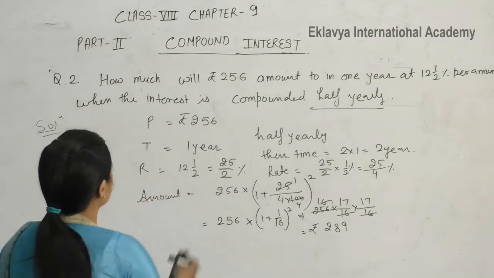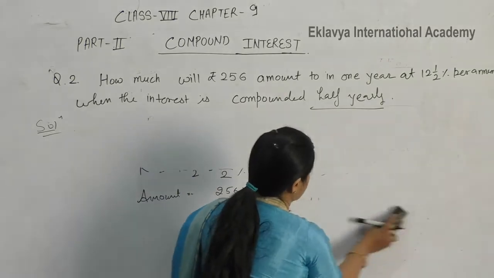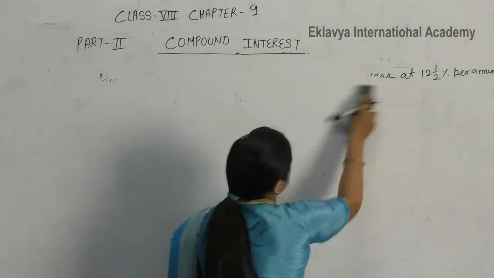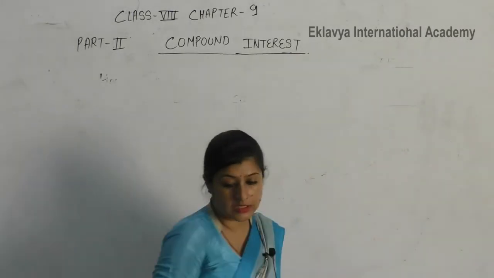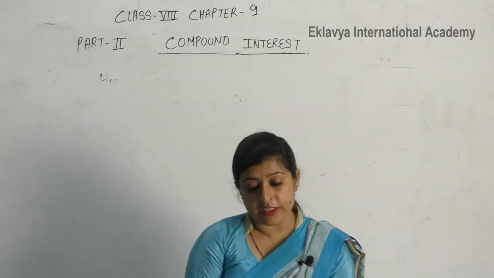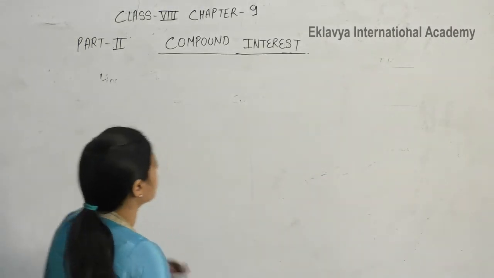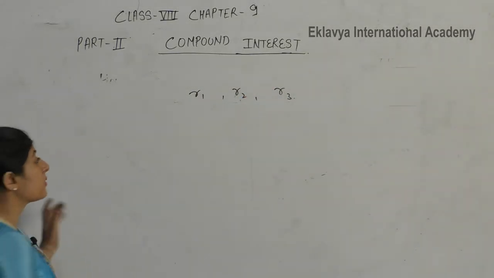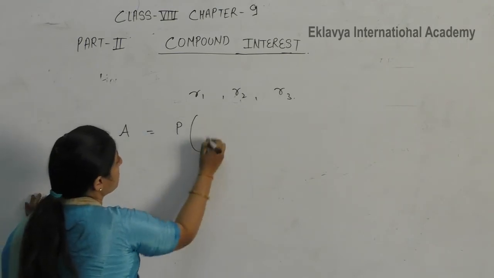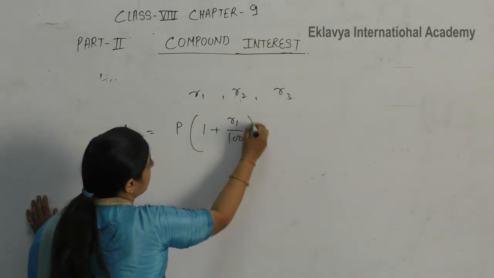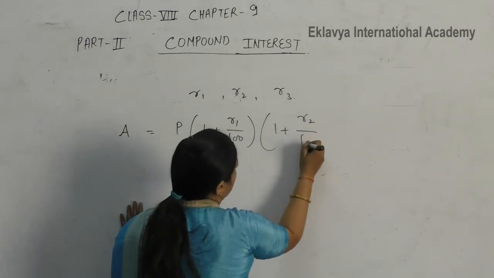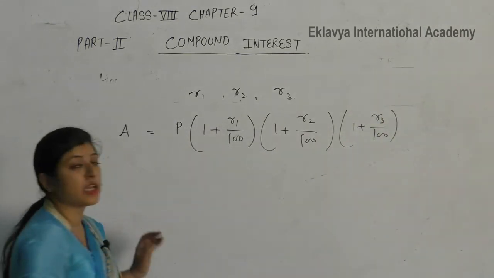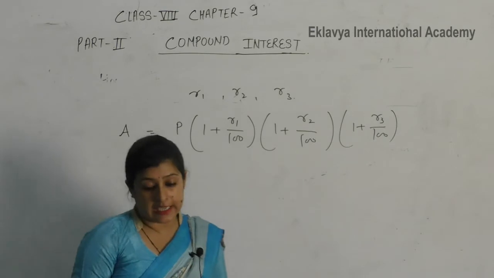Okay, now see the third type. When the rate of interest for successive years is different, suppose first year R1, second year R2, third year R3, then how do we calculate the compound amount? It is equal to P into (1 plus R1 upon 100), (1 plus R2 upon 100), (1 plus R3 upon 100). Like this we will calculate our compound amount. Take one example.